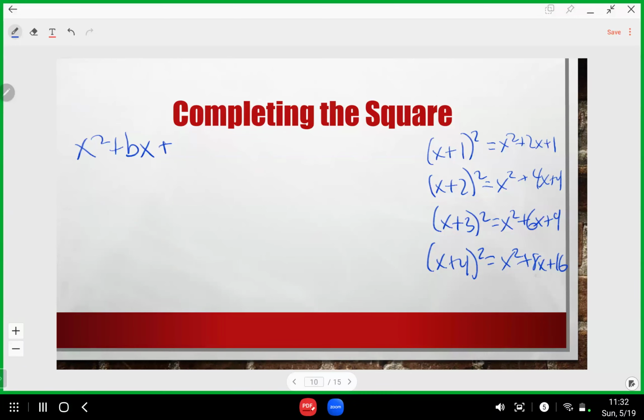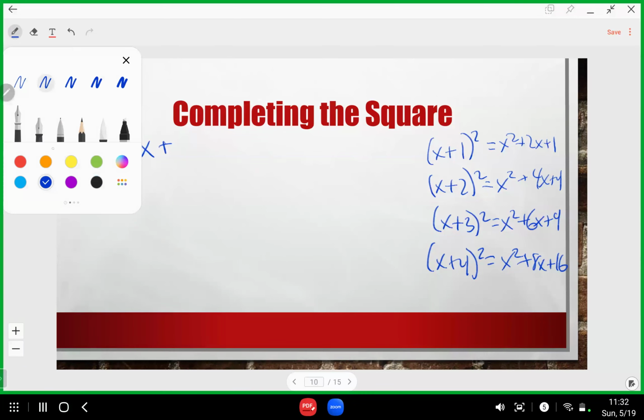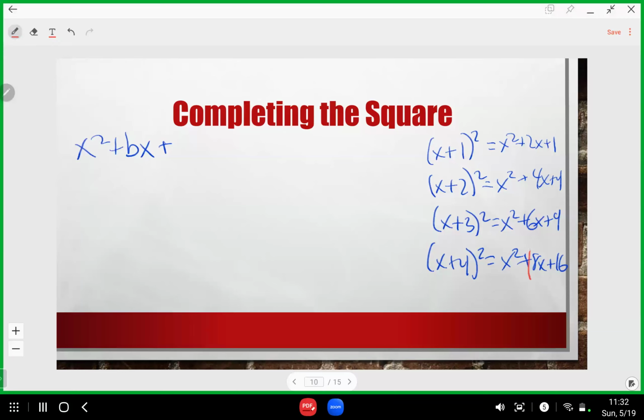As you can see, we're going to take the b term here, and we're going to divide it by 2. And then the constant is going to be that squared. So as you can see, our b term is 8. We're going to divide that by 2 to get 4, square it, and get 16.